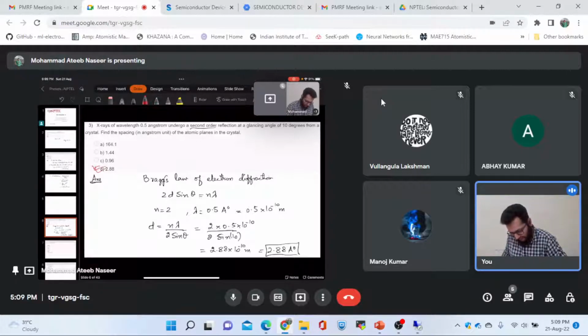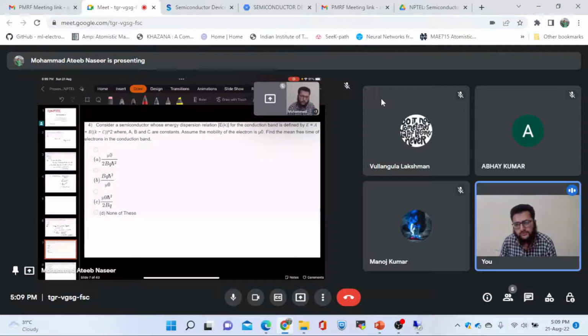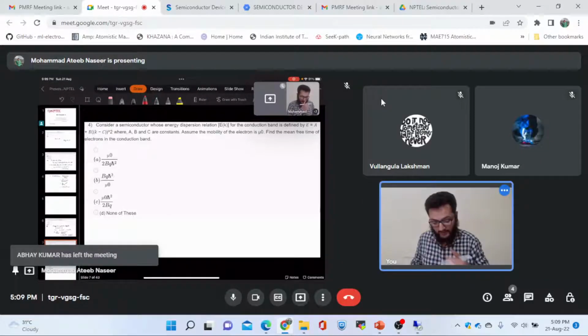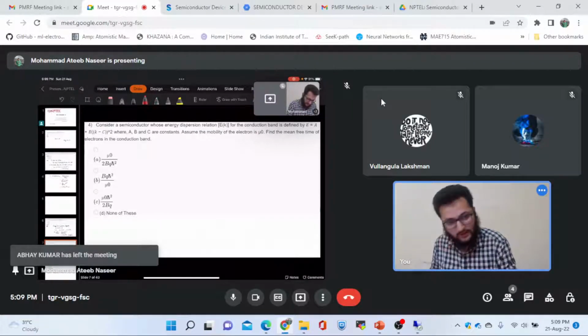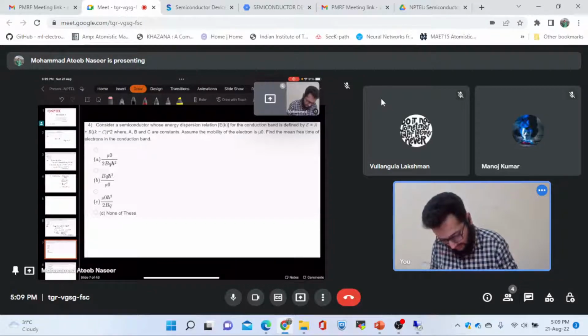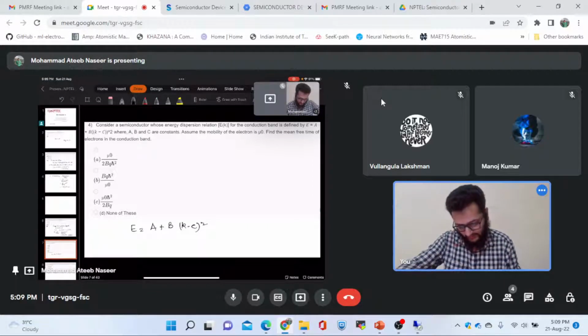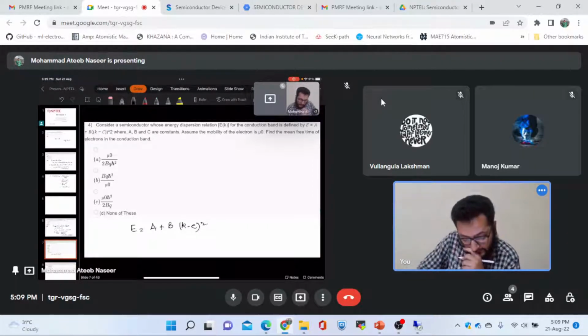Now let's move towards the fourth problem. The fourth problem states that we have to consider a semiconductor whose energy dispersion relation, the E-K relation for the conduction band, is given by E equals A plus B (k minus c) whole squared. Yes, it's correct, A minus B. Now we have to find the mean free time of the electrons in the conduction band.